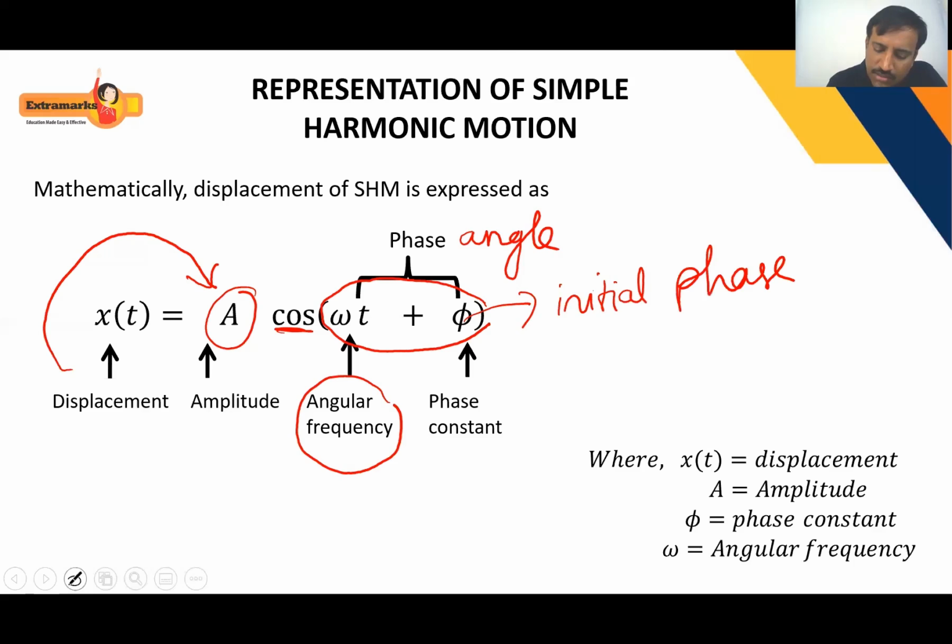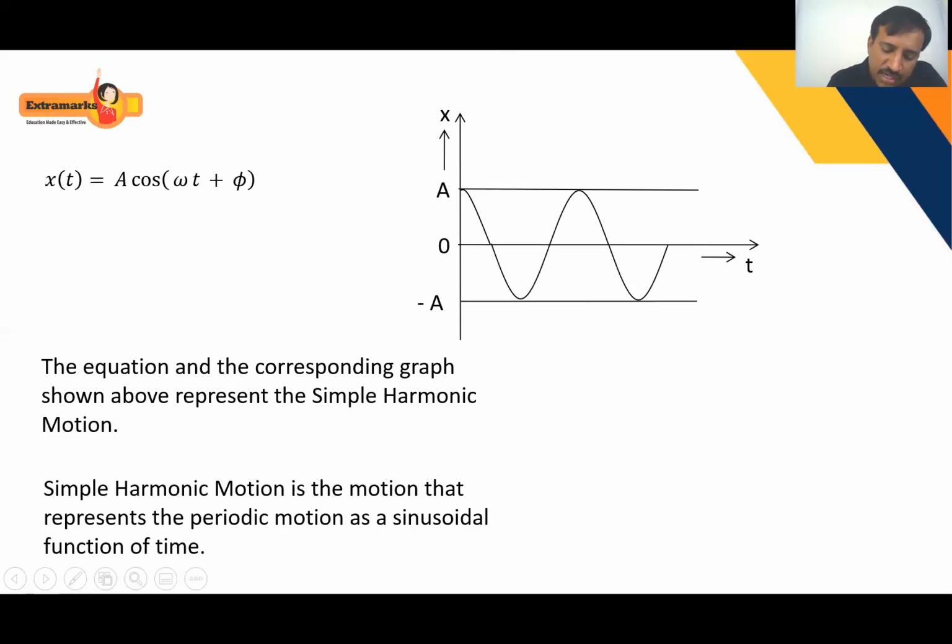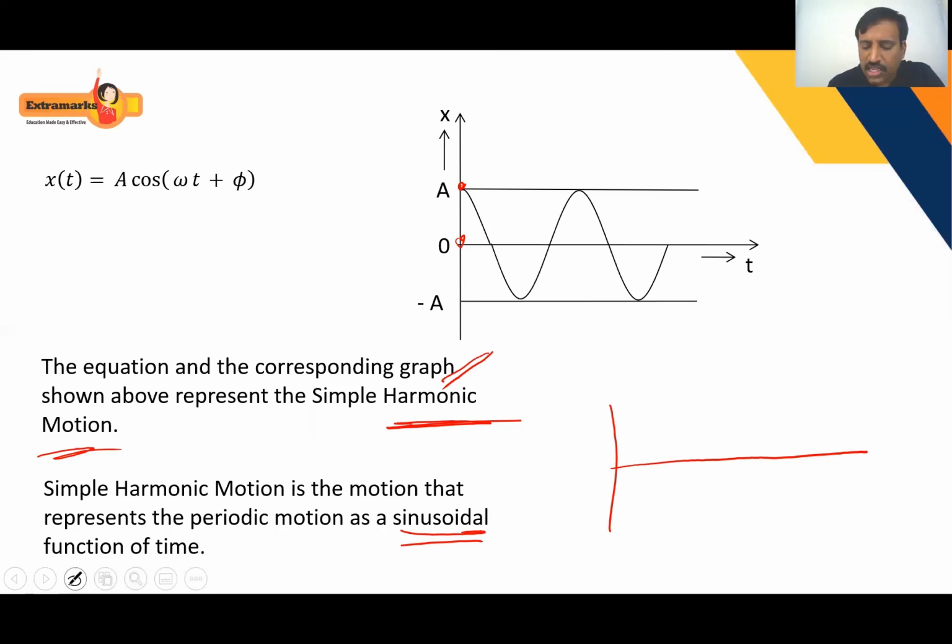Sometimes we can call it epoch. Now, this is the cos function. So at time t equal to 0, it starts from here. Now it will vary like this. The equation and the corresponding graph obviously represent SHM. SHM is also represented, as I discussed, by a sine wave.